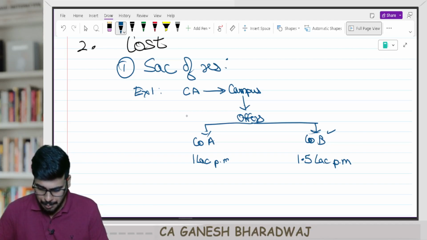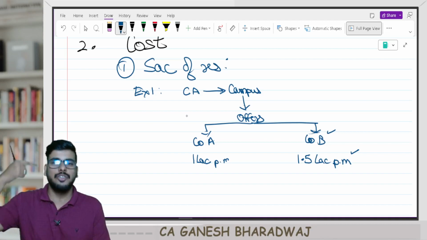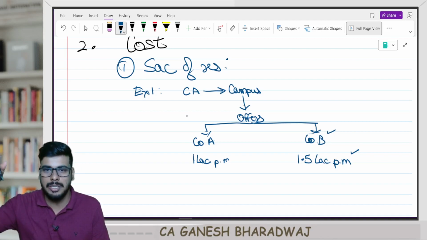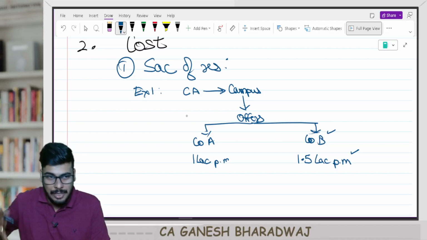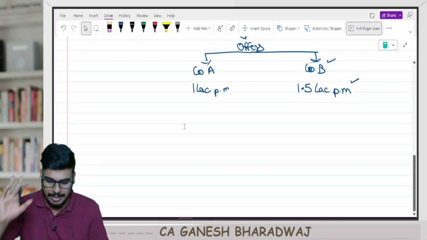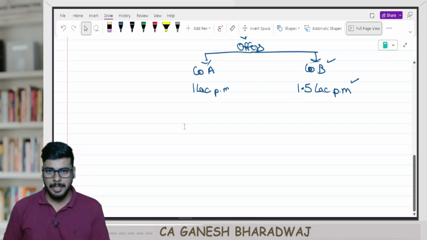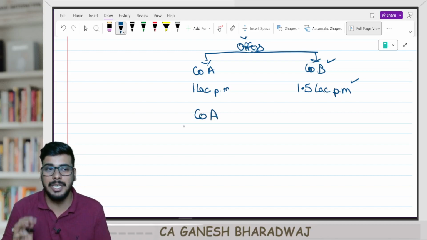So you choose company B because the salary is higher. Correct? Absolutely right. But you know what? You indirectly used something called cost benefit analysis while doing it. See, in day-to-day decisions, without even knowing, we actually use costing. Sir, what is this cost benefit analysis? I will tell you.